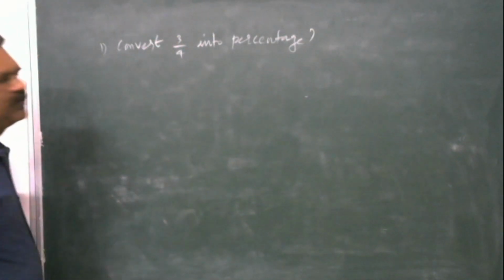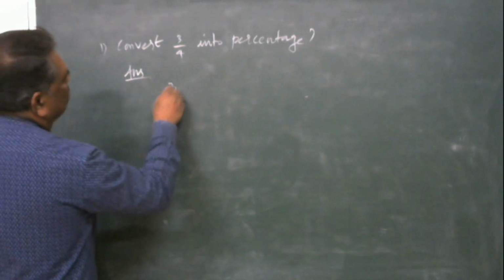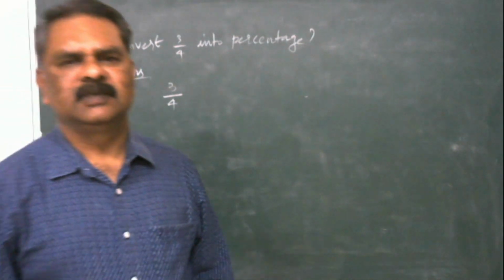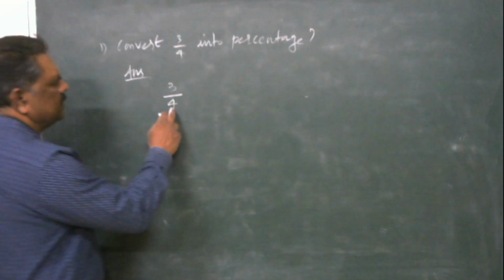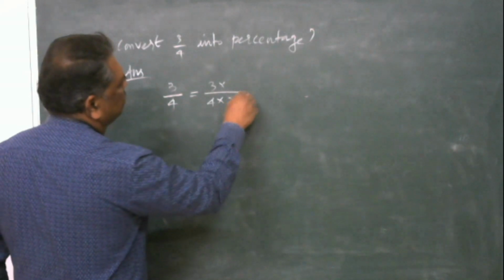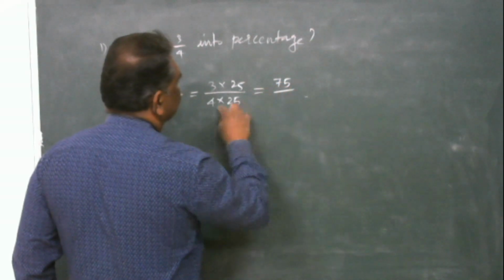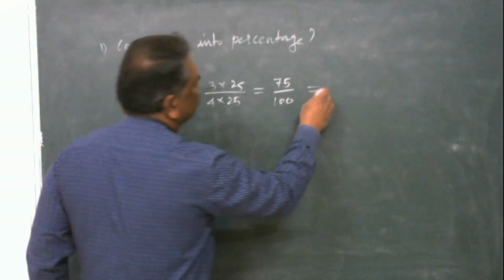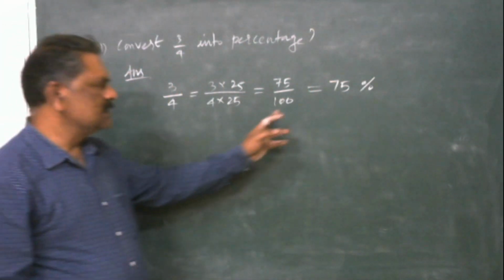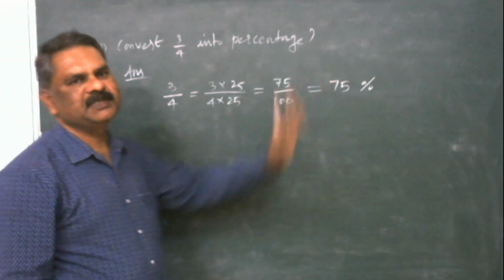Convert 3/4 into percentage. How do you convert? We need to bring 100 in the denominator. How do you bring 100 in the denominator? We know equivalent fractions: multiplied by 25, it will become 100. So 3 25s are 75, 4 25s are 100. So this will become 75%. 75 hundredths. 1 hundredth is 1%. 75 hundredths is 75%.